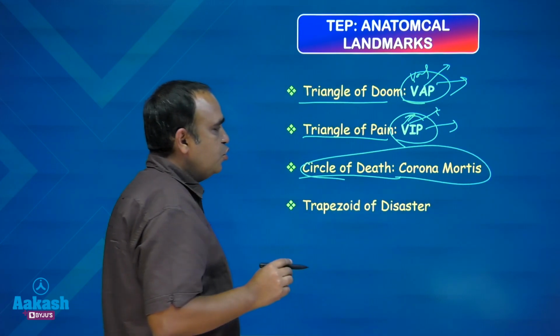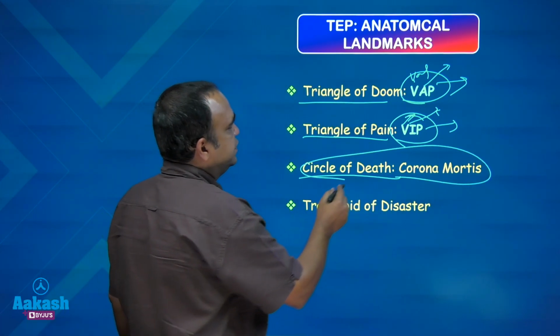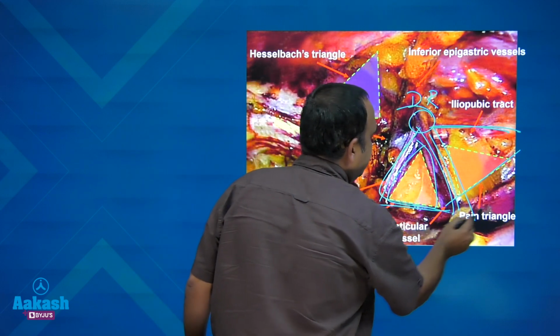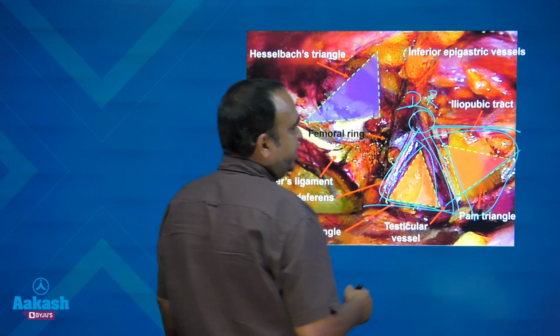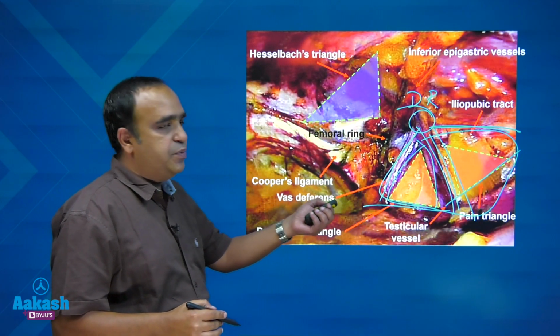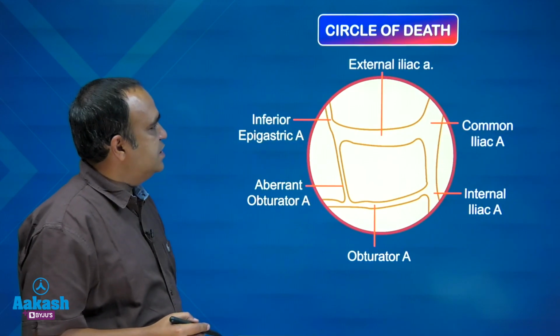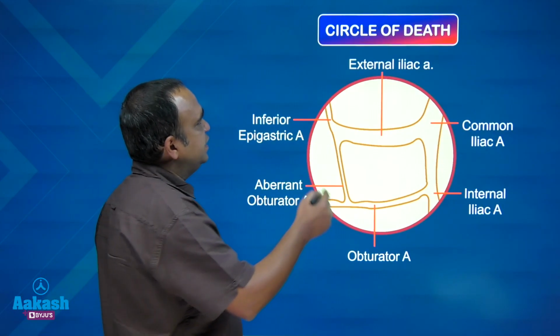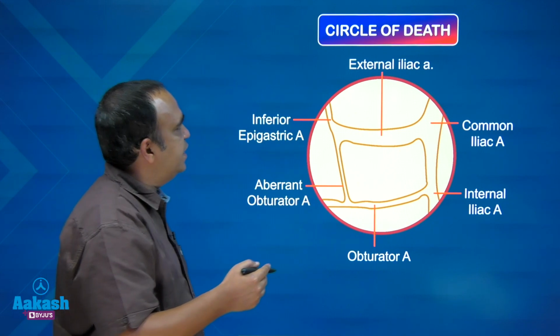Circle of death, also known as corona mortis, and trapezoid of disaster is a combination of, so that's a trapezoid, medially triangle of doom and laterally triangle of pain, that's the trapezoid of disaster. And this is the corona mortis, circle of death, which is around the dissection area in TEP.